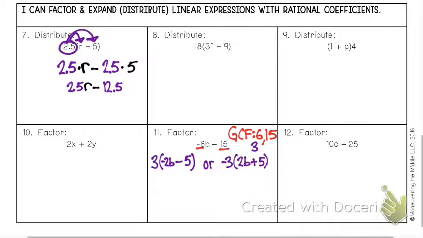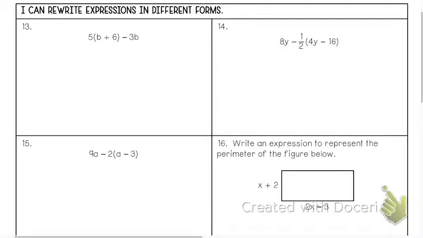All right, next type. I can rewrite expressions in different forms. So if I look at this one, the very first thing we need to do is analyze the problem and see what needs to be done. So I'm going to go ahead and take number 14, and I notice that this -1/2 is out in front of parentheses.